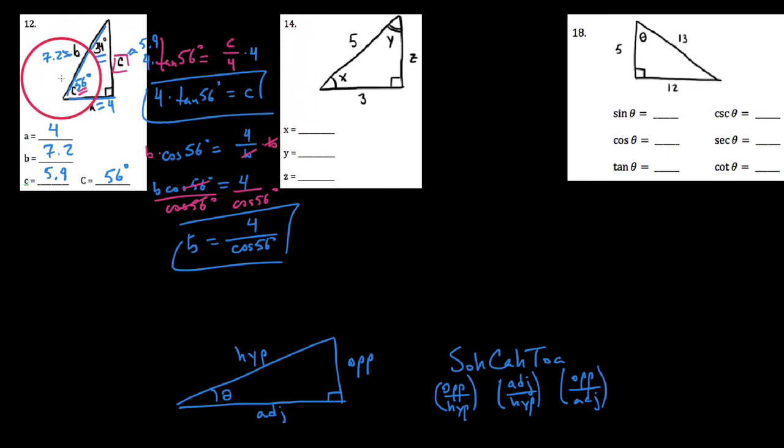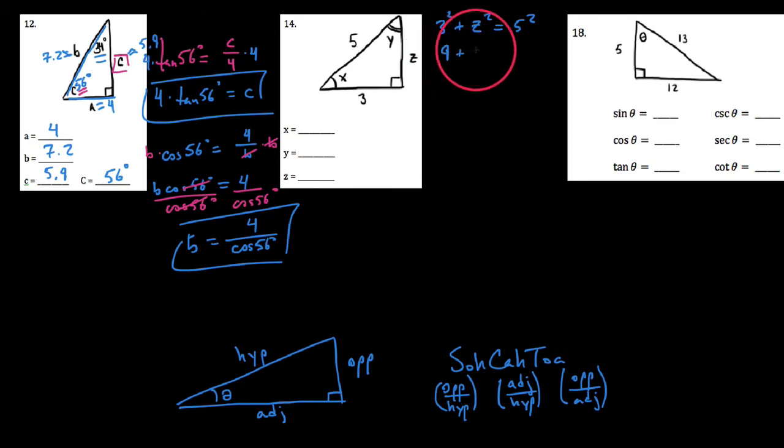So 14 is very similar to number 12. The only difference is that we know neither of these interior angles, and we know 2 of the sides. So let's go ahead and start with this. If you know 2 parts of any right triangle, then we can relate these using the Pythagorean theorem. So that is to say that 3 squared, or a leg squared, plus the other leg squared, z squared, would be equal to 5 squared.